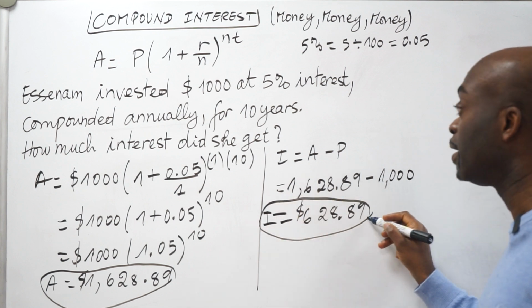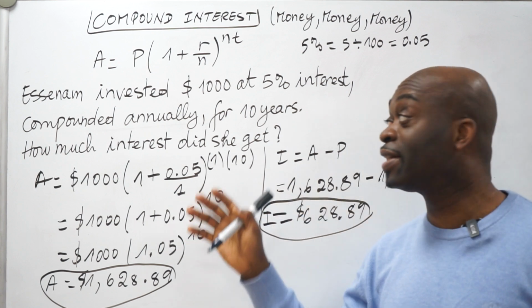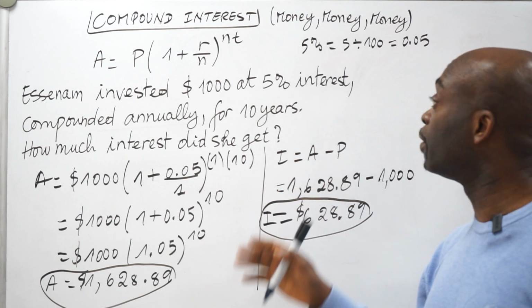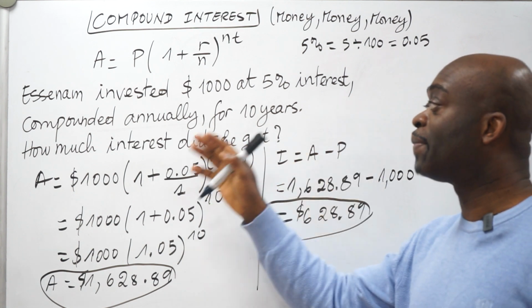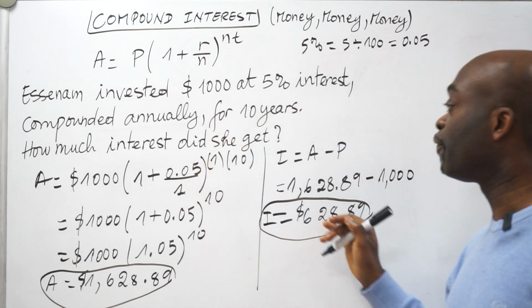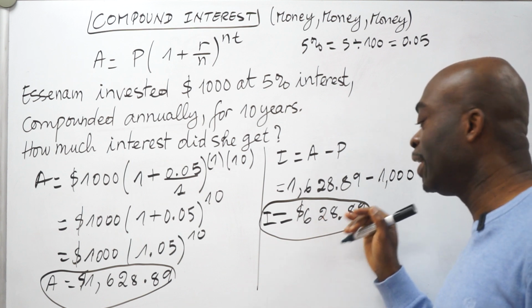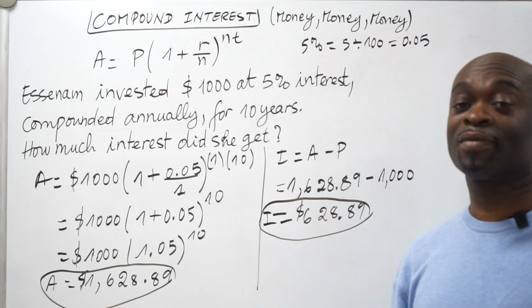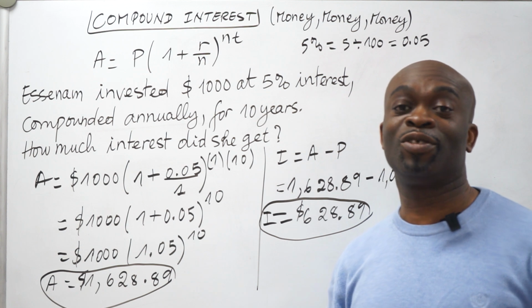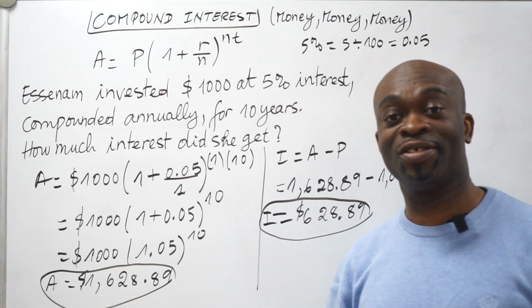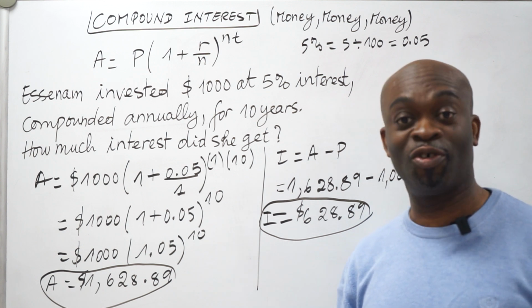So ladies and gentlemen, if S&M is investing $1,000 at 5% interest compounded annually for 10 years, as interest, she's going to receive $628.89, which is better than just having the cash saved for nothing, for zero interest.